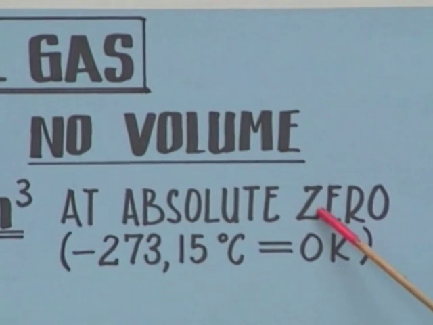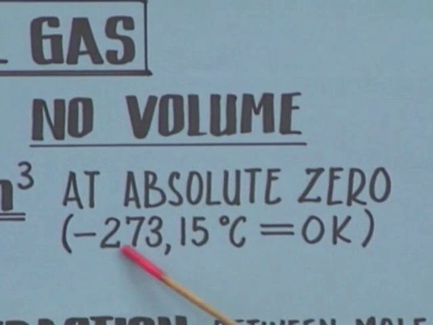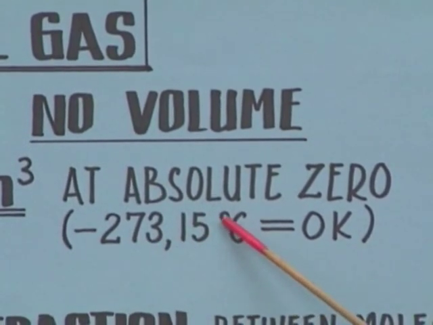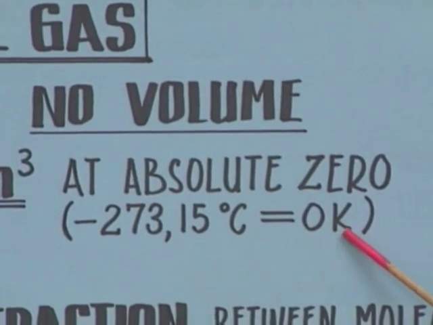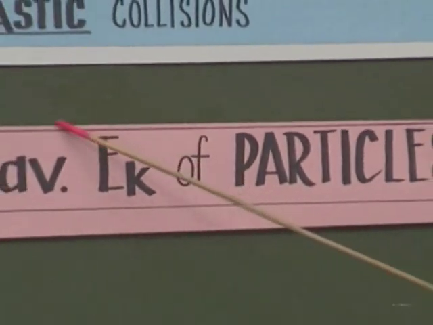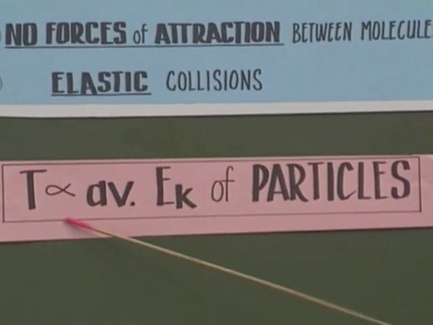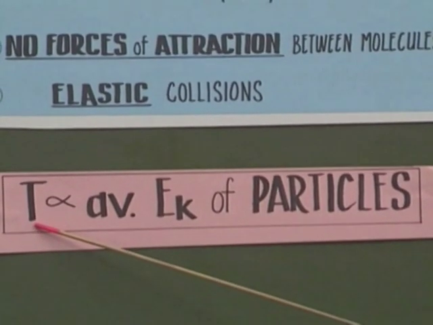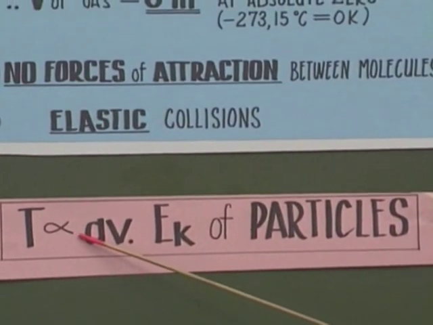This is the coldest possible temperature that anything can ever reach. Its value is minus 273.15 degrees Celsius or 0 Kelvin. At this temperature, the molecules of the gas stop moving. And this means that the average kinetic energy of the molecules will become 0. And therefore, the temperature must become 0 because we define temperature as being proportional to the average kinetic energy.